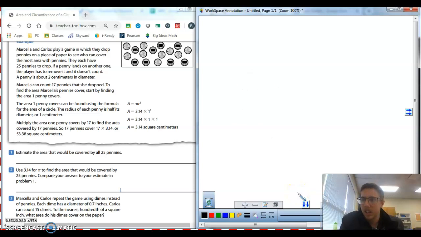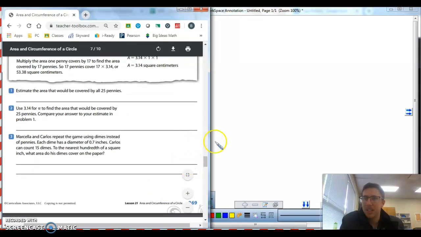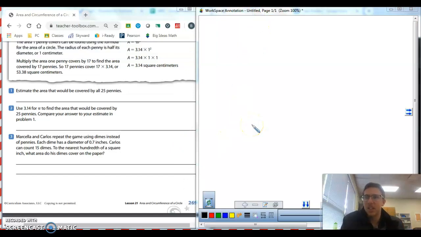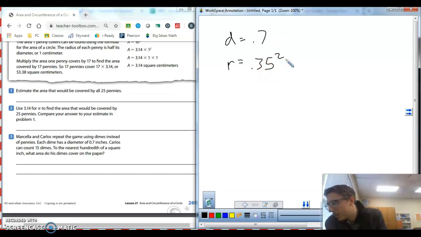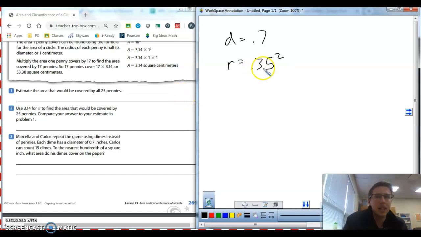The next part, Marcella and Carlos repeat the same game using dimes instead of pennies. Each dime has a diameter of 0.7 inches. Carlos can count 15 dimes to the nearest hundredths of a square inch. What area do his dimes cover on the page? Okay, so since diameter is 0.7, for area we need radius. So instead of 0.7, we need 0.35, which is half the diameter. So next we're going to square 0.35, right? And then we're going to multiply whatever we get there times pi, right?